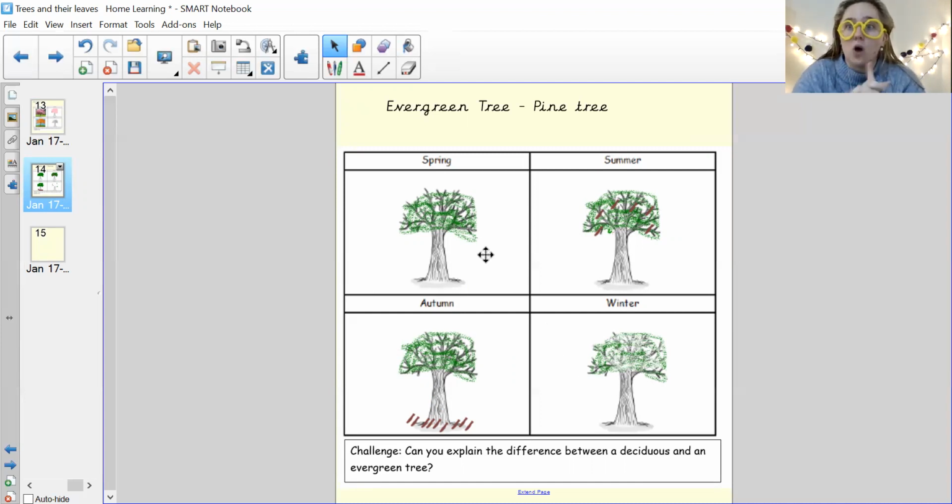You just need to do one. So you need to choose one tree and draw it 4 times in spring, in summer, in autumn, and in winter. If you would like to do the challenge, can you write a sentence to explain the difference between a deciduous tree and an evergreen tree? Okay, so you draw the picture, and if you want to do the sentence, write the sentence. Okay, fantastic.